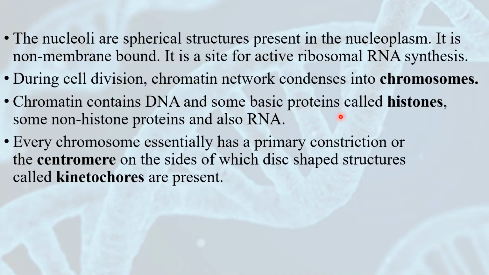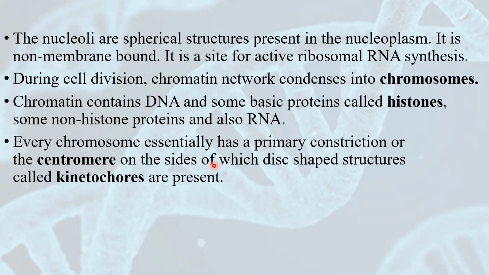Now, why are proteins present here? Because DNA is negatively charged, to keep it neutral and stable, proteins are present. Basic proteins are present, which are positive in charge. DNA is acidic, so here basic proteins are present. These basic proteins are called histone proteins and non-histone proteins. Along with DNA and proteins, even RNA is present in chromosomes.